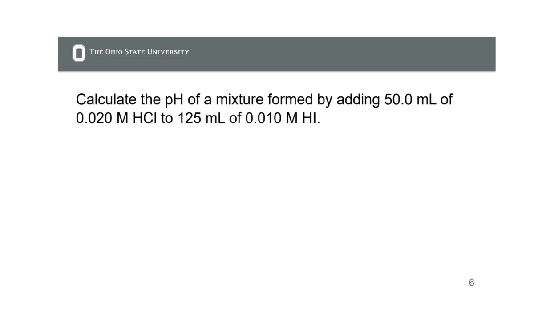Okay, so important thing to know here is that the acids aren't going to react with each other. Essentially, they both completely dissociate in solution. The concentrations of H plus or H3O plus are additive. And so the first thing we'll want to do is find the moles of H plus from HI and HCl.